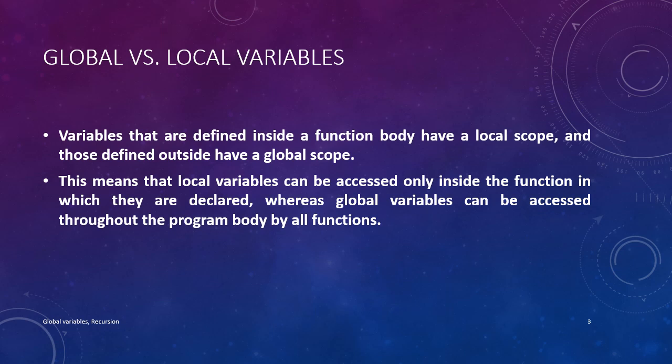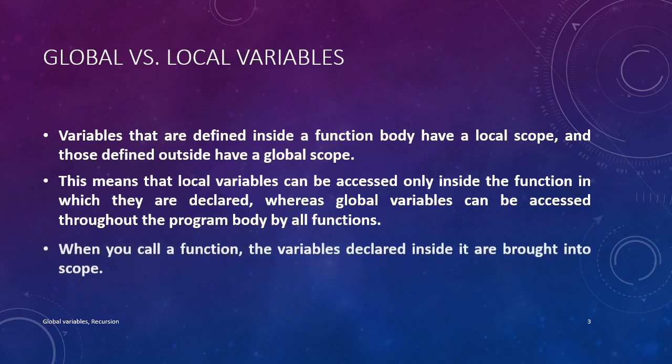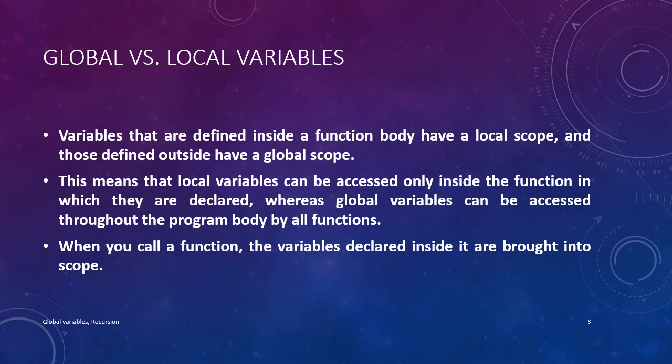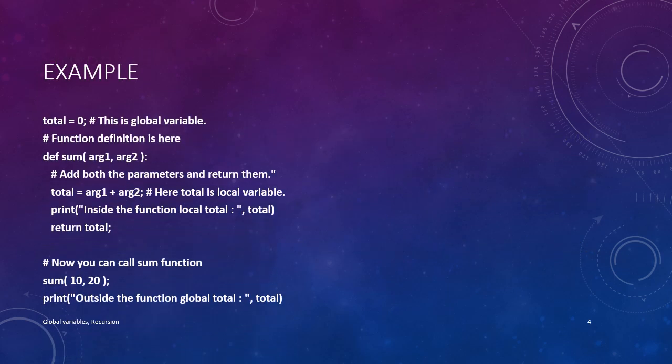This means that local variables can only be accessed inside the function in which they are declared, whereas global variables can be accessed throughout the program body by all functions. If there are n number of functions in the program, those n number of functions can access global variable. But local variables can be accessed only inside the function where it is declared. When you call a function, variables declared inside it are brought into its scope. You can see an example.